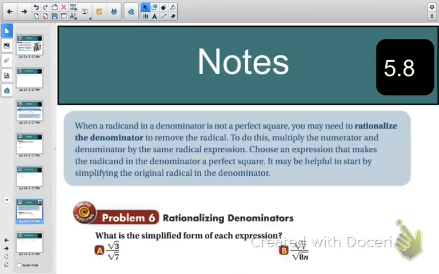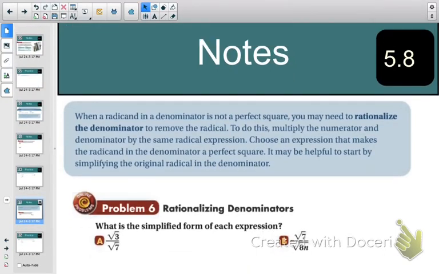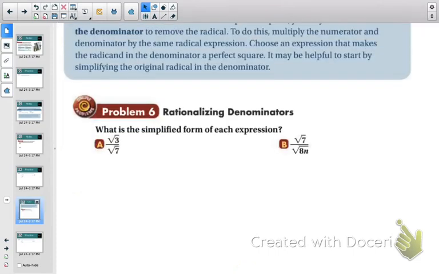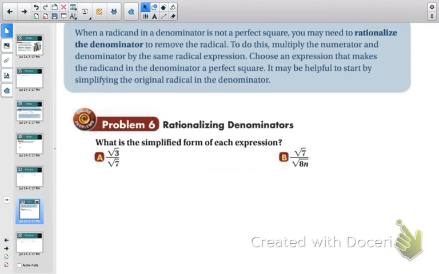Alright, next. Wow, this is going to be a super quick video. Okay, so this one, we also need to talk about how to rationalize the denominator. This is an important part of talking about radicals. So remember, when you have a radical in the denominator of a fraction, it is not simplified. So it says we need to rationalize the denominator.